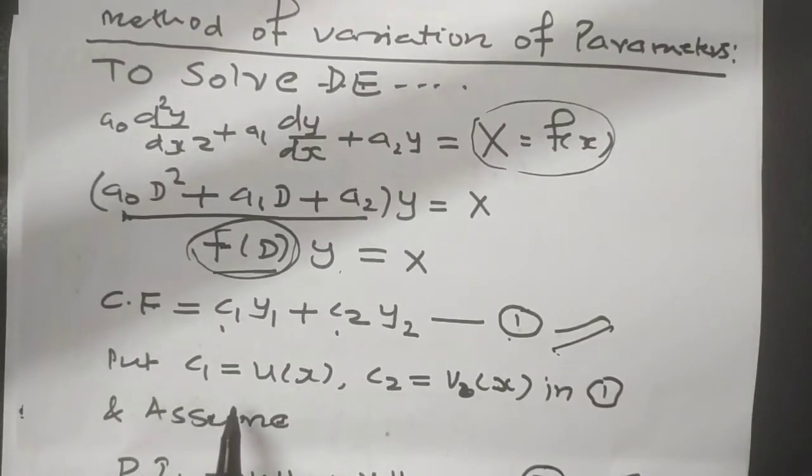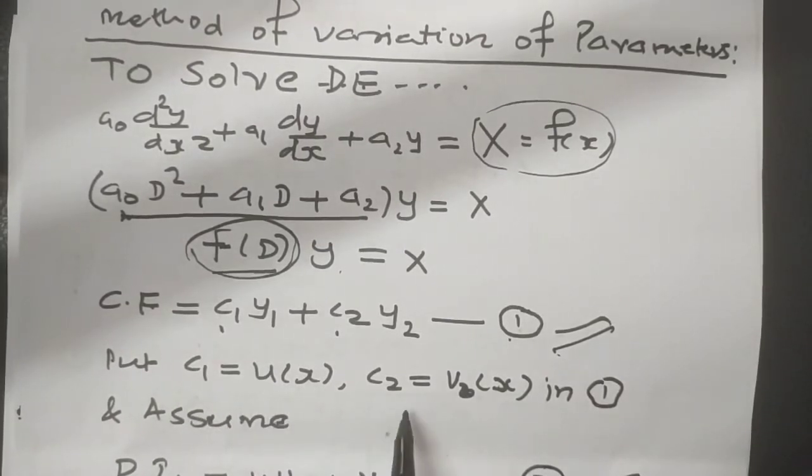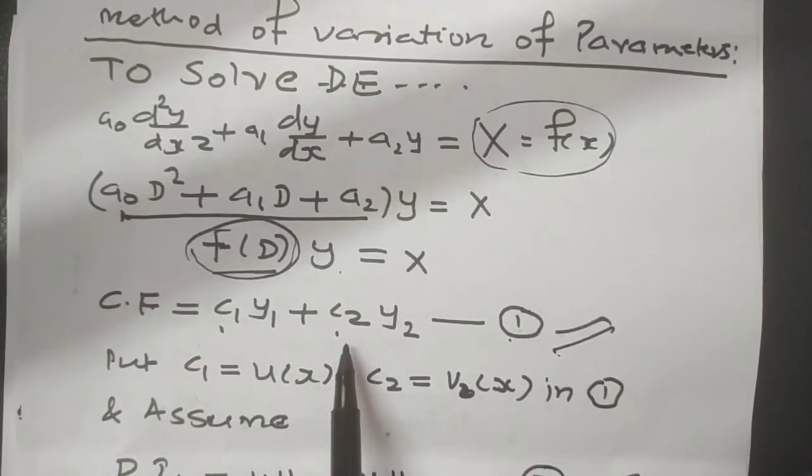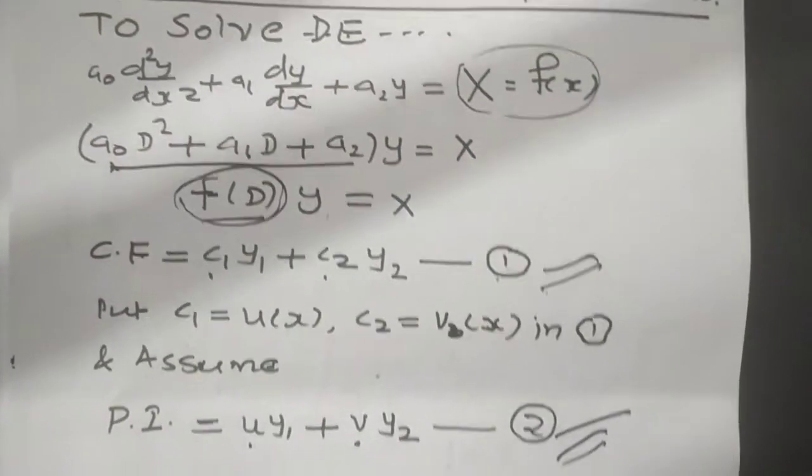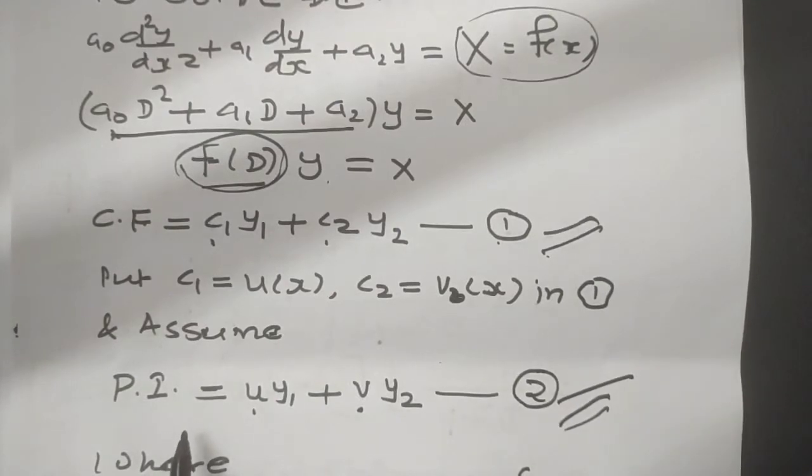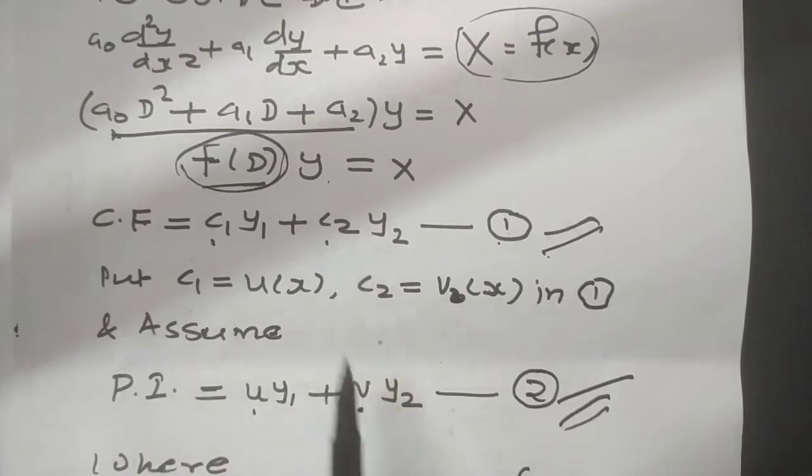Then put c1 is equal to u(x) and c2 is equal to v(x) in place of these constants c1 and c2, the variable parameters. That's why this method is called the method of variation of parameters. And assume the particular integral as u y1 plus v y2.